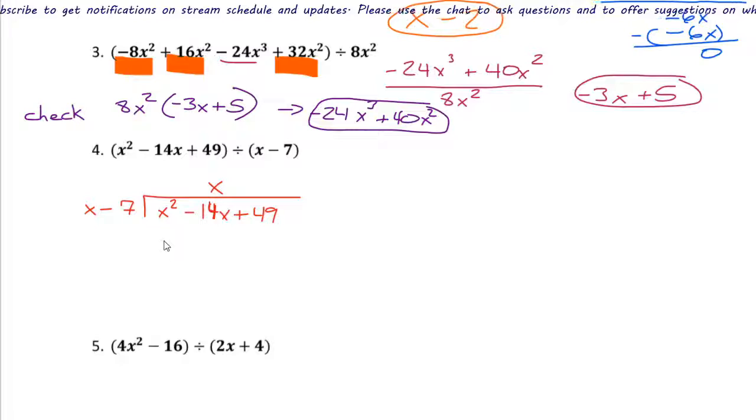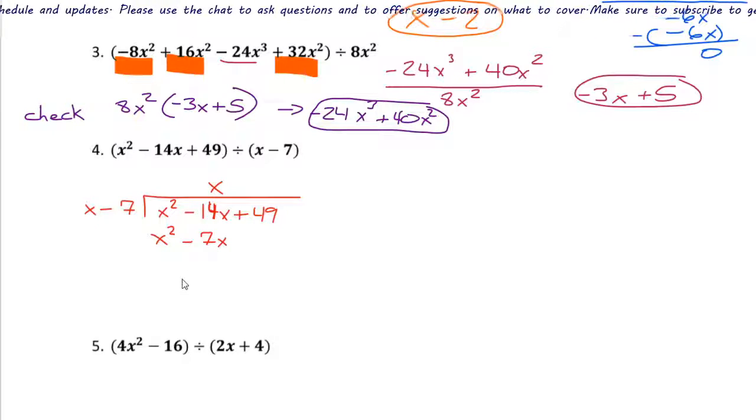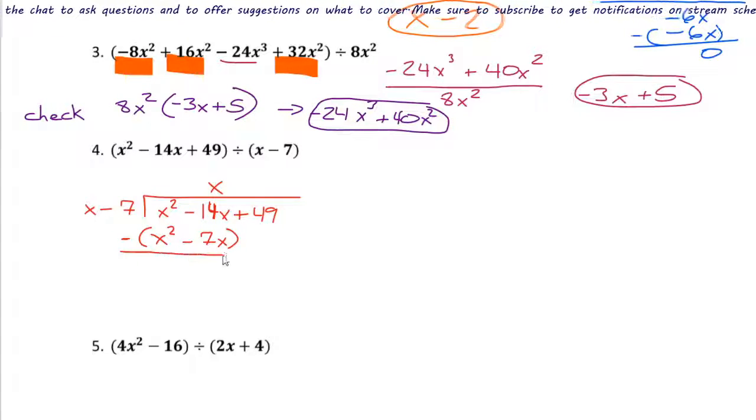So x times x is going to be x squared, but I need to do it to both terms. So x times negative 7 is going to be negative 7x. So I'm going to subtract that away. X squared minus x squared cancels. We're left with 0. Negative 14 minus negative 7, so plus 7. So negative 14 plus 7 is going to be negative 7x, and bring down what we haven't touched yet, so the plus 49.